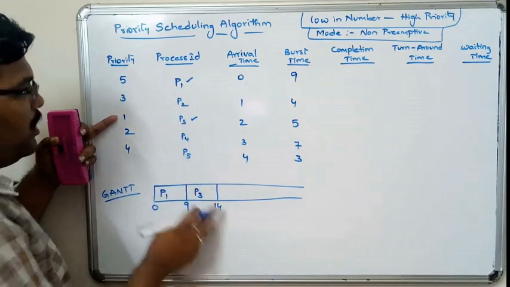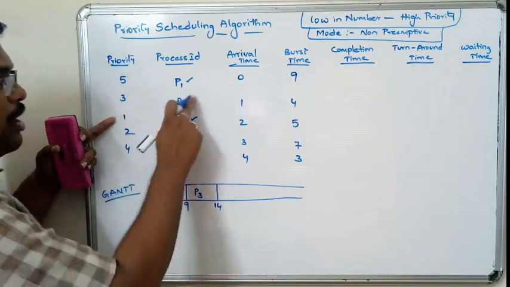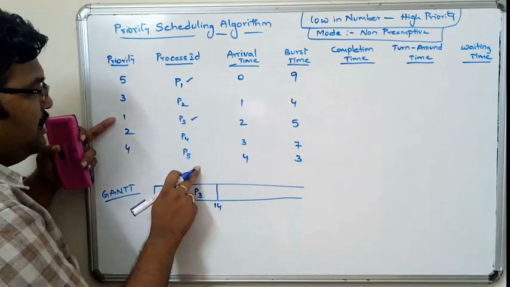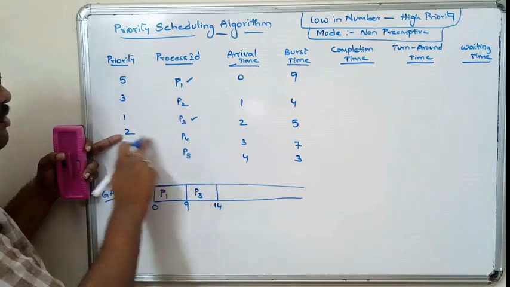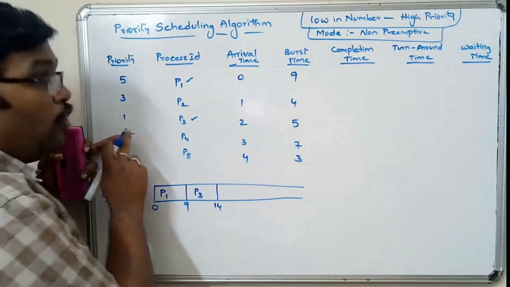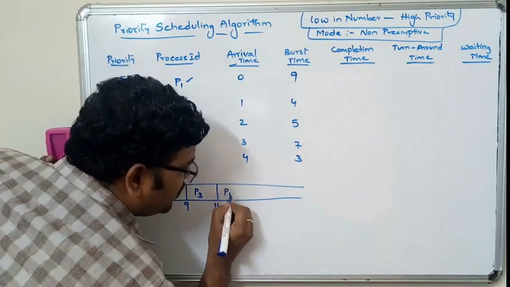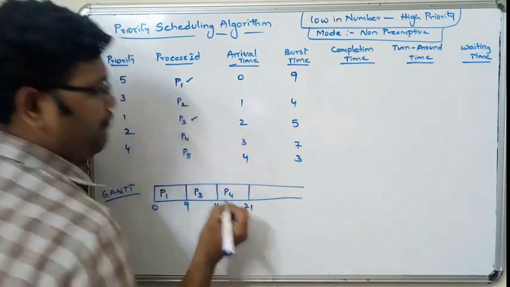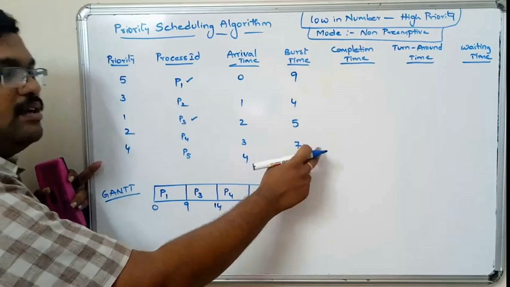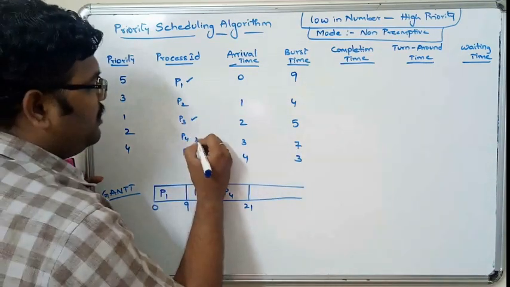Now what about the remaining? At the time 14, now 3 processes are available in ready queue, P2, P4, P5. So among these 3 processes, which one is having the high priority? This one, P4 with a 2, right? Low in number, high priority, 2. So P4 will be given to the CPU and it will be executed till 21 because it requires 7 milliseconds to complete its execution. Right?